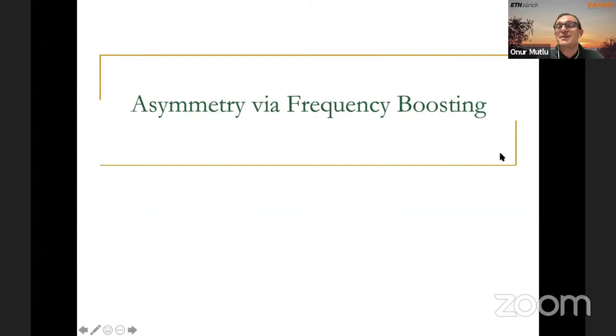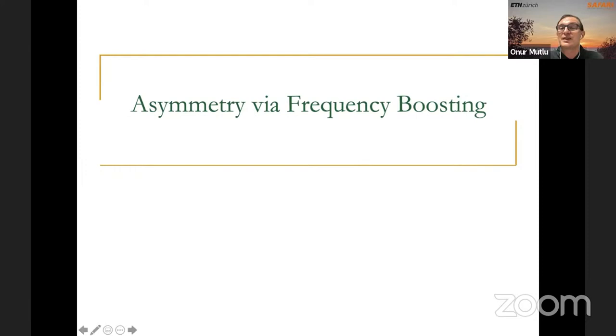Let me talk about asymmetry via frequency boosting, because I think this is an interesting approach. Clearly, it's an easier approach as we discussed, and it's an approach that is implemented almost immediately by industry, because it's very easy to change the frequency of a processor. And people already do that. Why not do it in a symmetric multi-core processor and create asymmetry such that you can execute important parts of a program this way? This is the idea of asymmetry via frequency boosting.